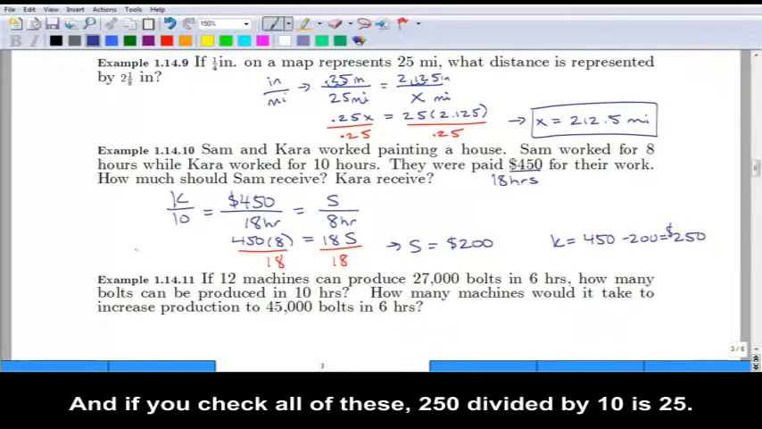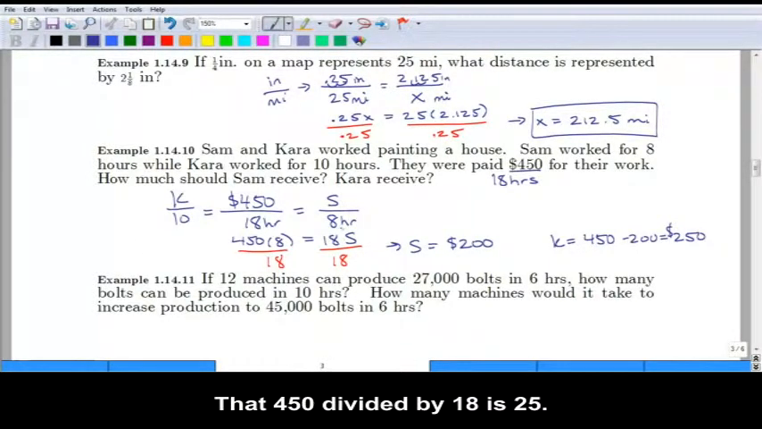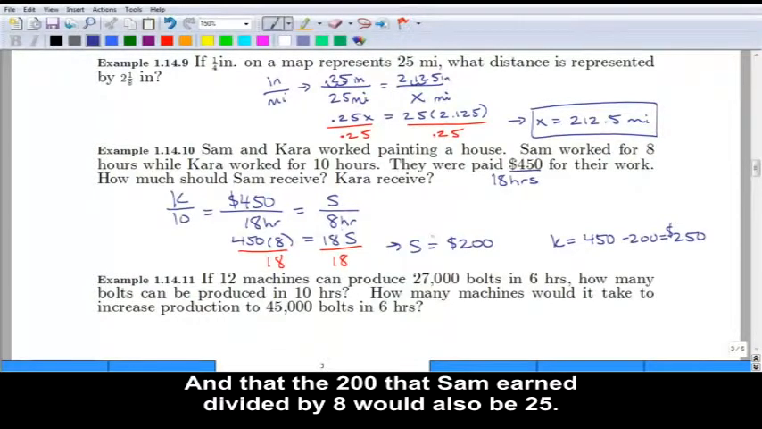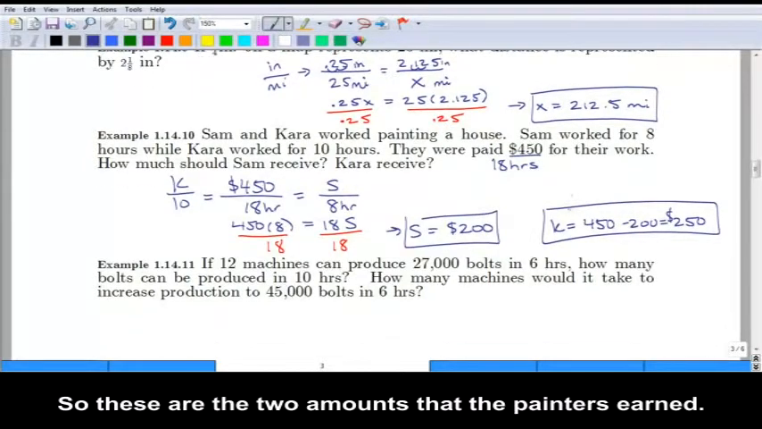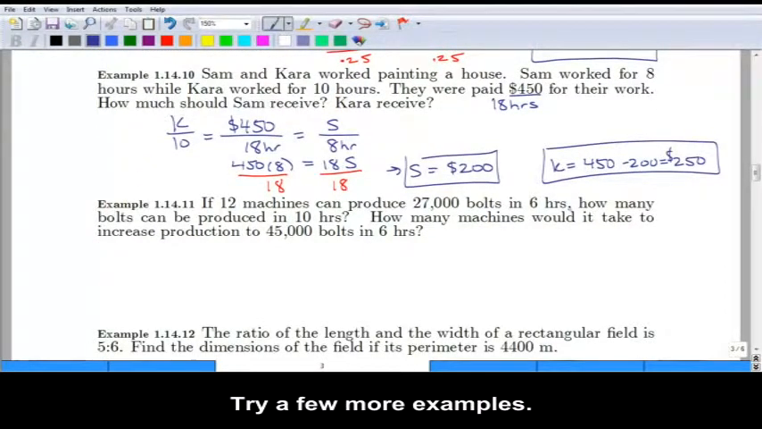And if you check all of these, 250 divided by 10 is 25, that 450 divided by 18 is 25, and that the 200 that Sam earned divided by 8 would also be 25. So these are the two amounts that the painters earn. Try a few more examples.